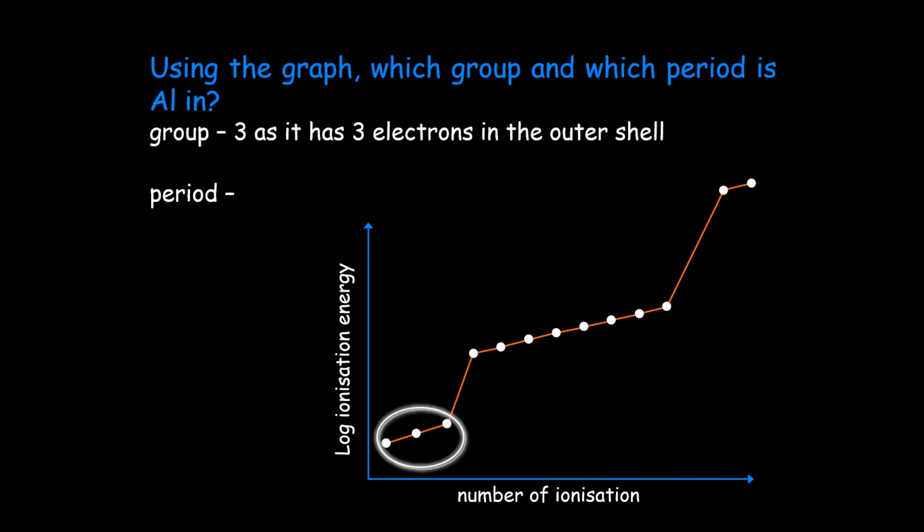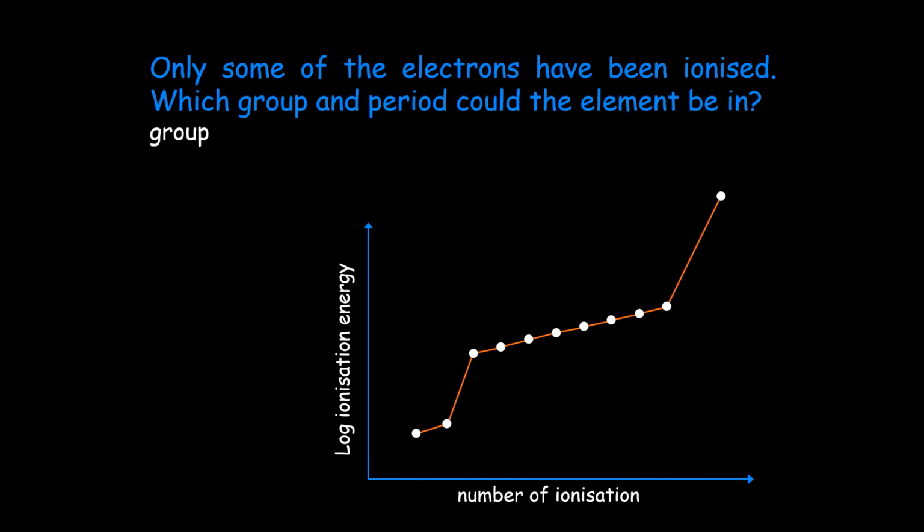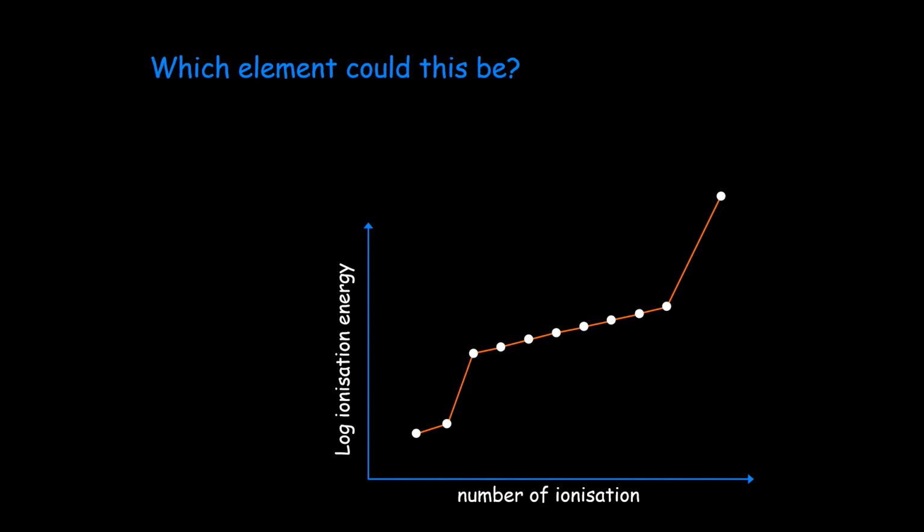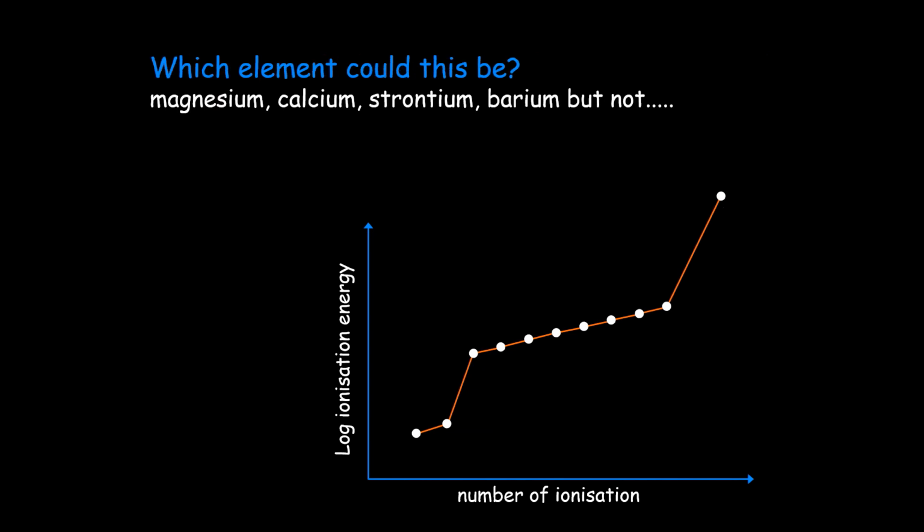So it's going to be group 3, as it has 3 electrons in the outer shell, and it's going to be period 3, as there are 2 large increases. Okay, so this is going to be group 2, because it's got 2 electrons in its outer shell, and it is at least period 3, because there's 2 large increases, so at least 3 shells. Well, this could be either magnesium or calcium or strontium or barium, but it cannot be beryllium, which is in period 2.